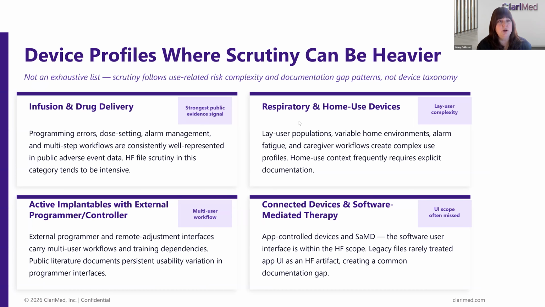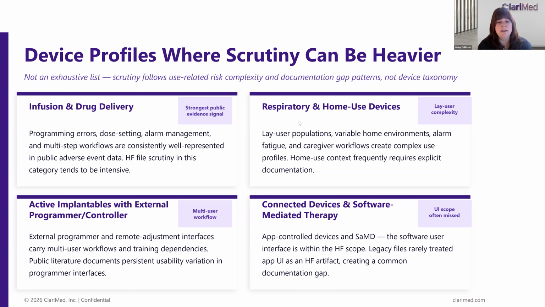So if we look at these four, infusion and drug delivery is up there just because they've got high associated risk. They're used very frequently, and adverse events are high, and the severity of harm is high. If something goes wrong with these, it's bad. And so obviously they will come under higher scrutiny because they've got serious harms associated with them.